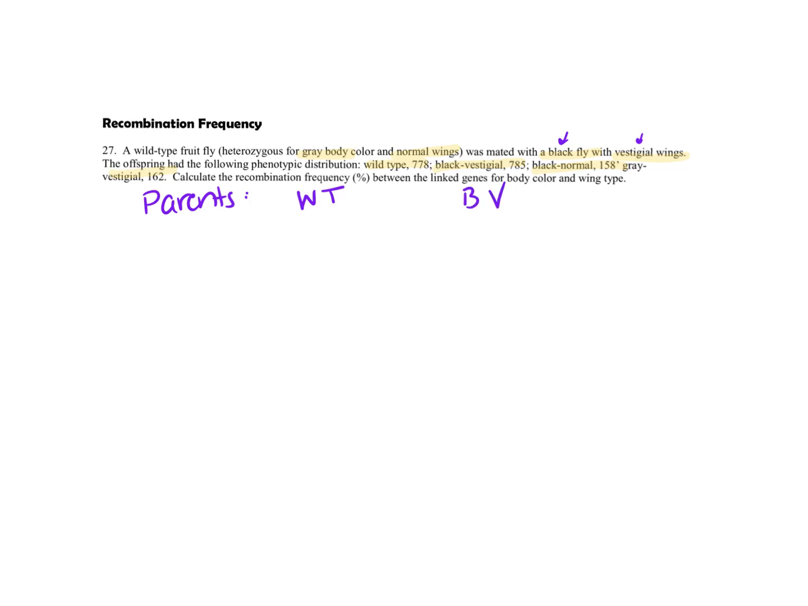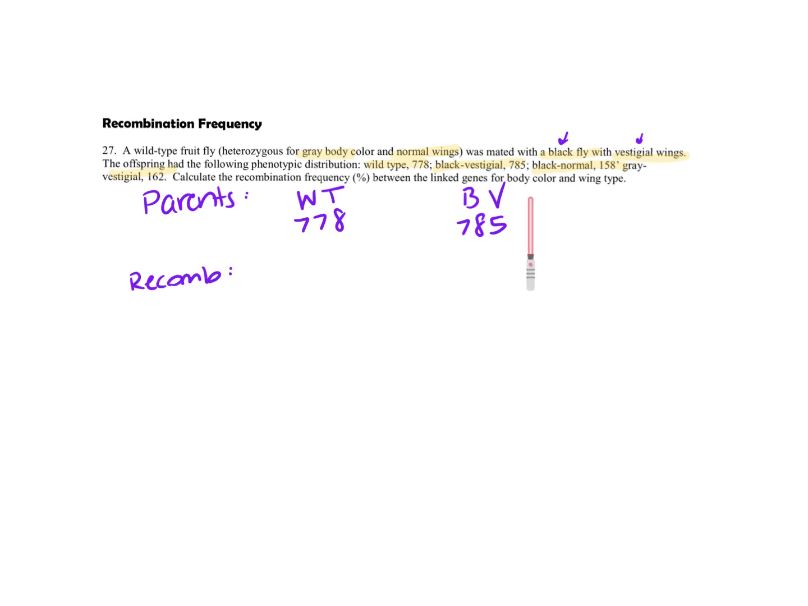And then when I read the problem, it says there were 778 wild type, so I'm going to keep track of that, 778 wild type, and there were 785 black vestigial. So those are the children that looked exactly like one or either of the parents. And then, because I know what kind of problem this is, I know I'm going to have the recombinants.